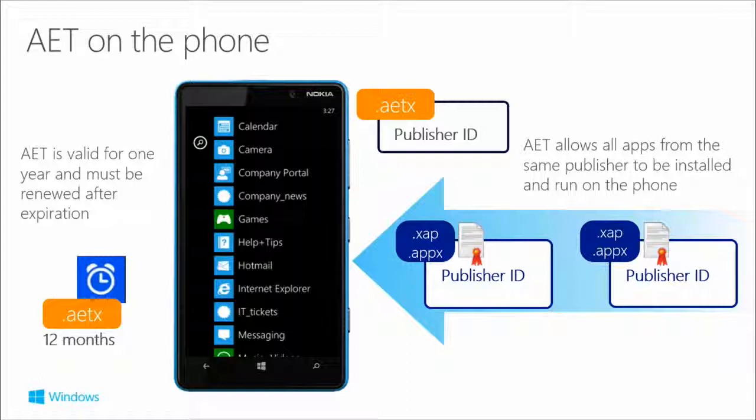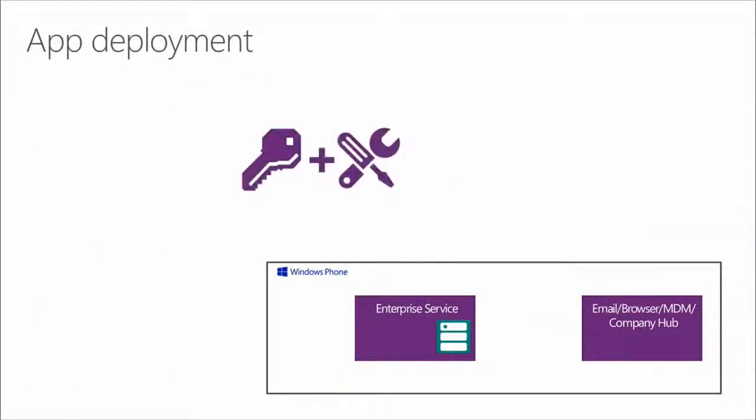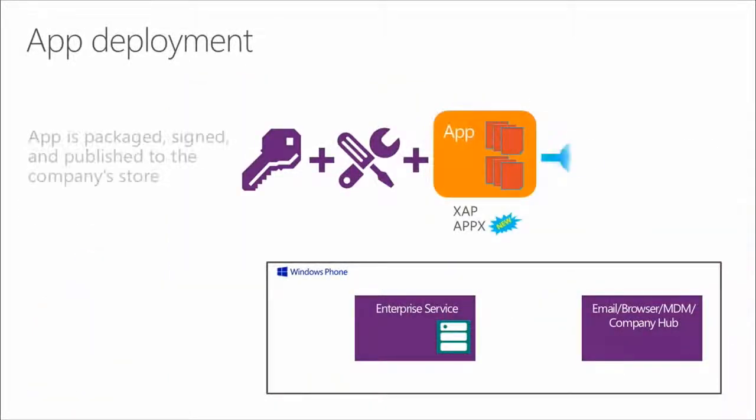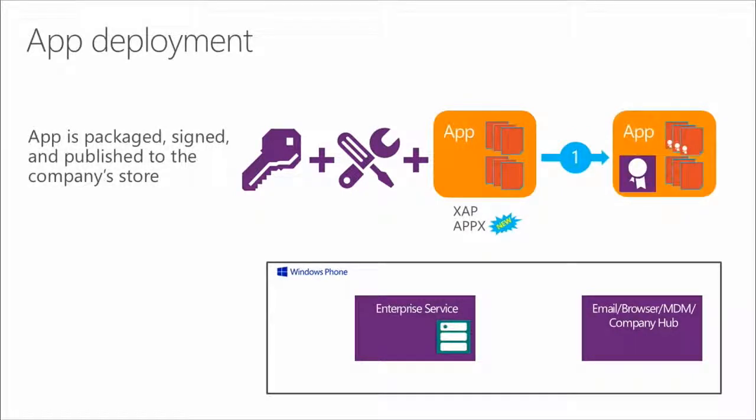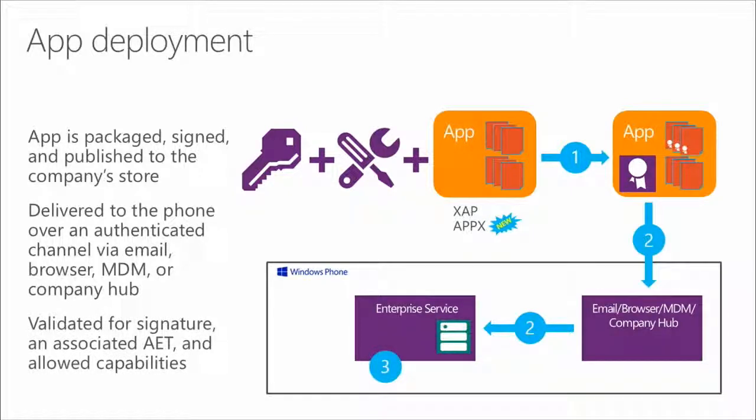Whenever you install an application, we extract the publisher ID and compare it to the publisher ID in the tokens on the phone. If the token is valid and the publisher ID is the same, we allow this application to install. So this is the process: you sign the app, and you have the app with the signature. When you install through email or through MDM, the enterprise service will check if it's valid and the signature is the same as we stored in the token.